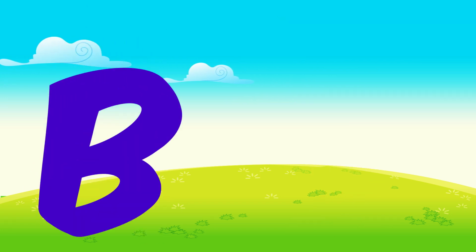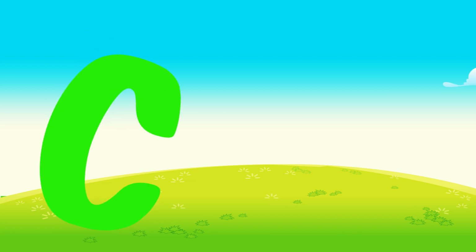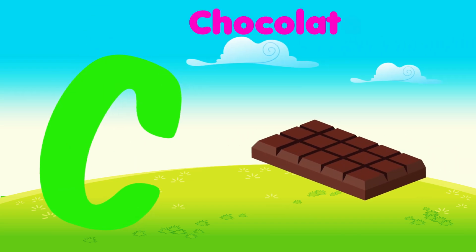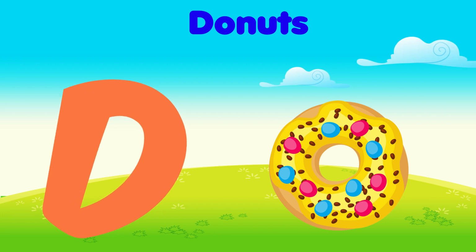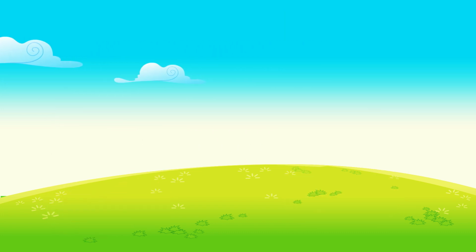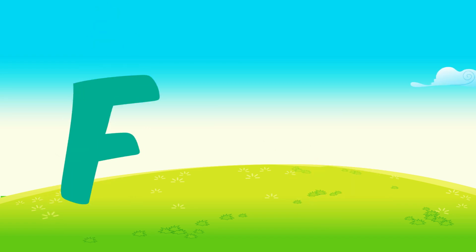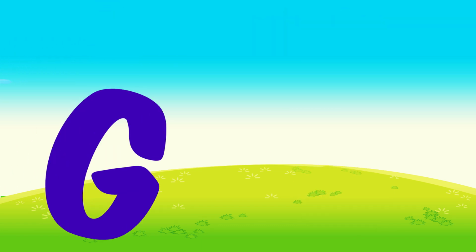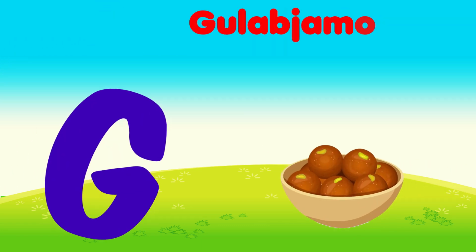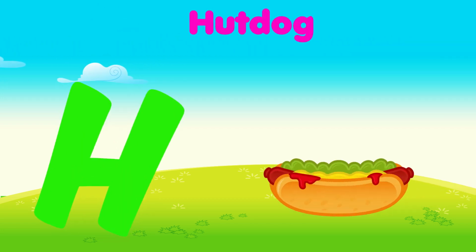Almond joy. B is for burger. Burger. C is for chocolate. Chocolate. D is for donuts. Donuts. E is for egg. Egg. F is for French fries. French fries. G is for gulab jamun. Gulab jamun. H is for hot dog. Hot dog.